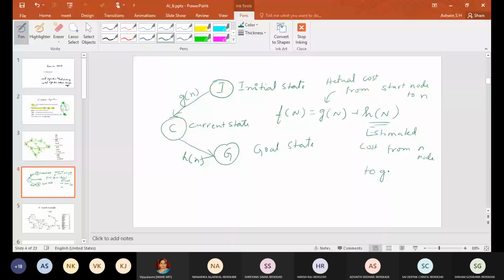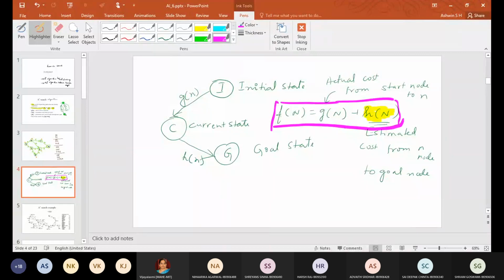Normally we call this the heuristic value. This A star algorithm comes under heuristic search strategies, because this estimated cost from node n to the goal node is the heuristic value, or heuristic data, which we get to solve the problem. So just keep this function in your mind. Every time you have to evaluate this: f of n is equal to g of n plus h of n.